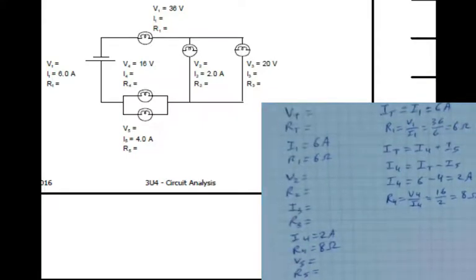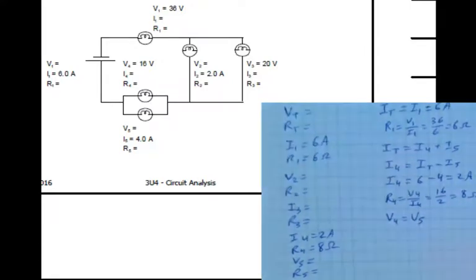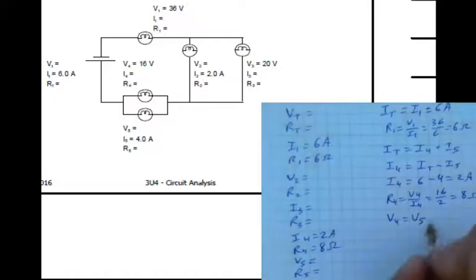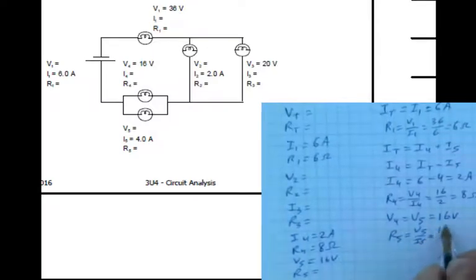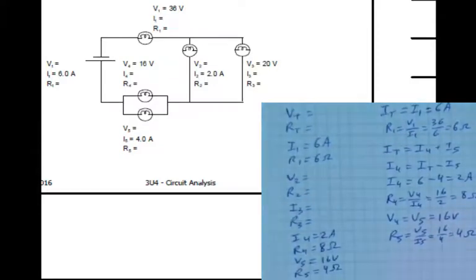My voltage across V4 has to be equal to the voltage across V5 because of Kirchhoff's voltage law. So I can now state that V5 is 16 volts. And that can help me find R5 because V5 over I5, 16 over 4, gets me to my resistance for R5, which is 4 ohms. Now we just have 2 and 3 to look at, and then the total resistances and voltages.